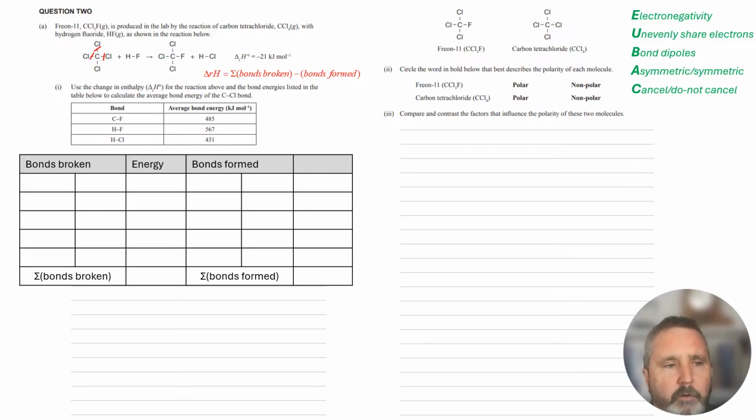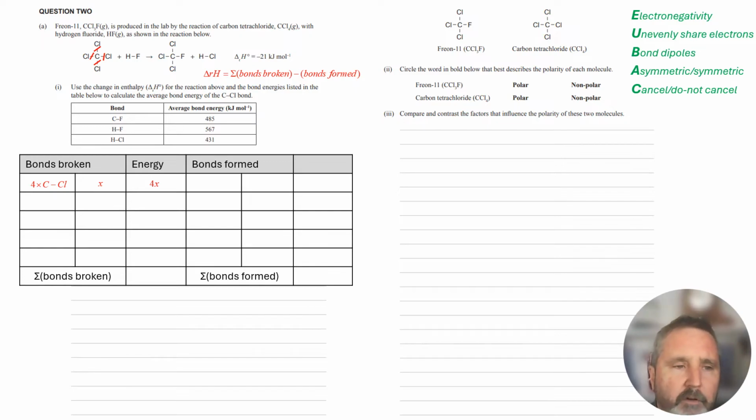So 1, 2, 3, 4. So that's 4 carbon chloride bonds. So here, 4 times carbon to chlorine bonds. The energy for one bond is unknown, so I call it X. So the energy of 4 of them is 4X.